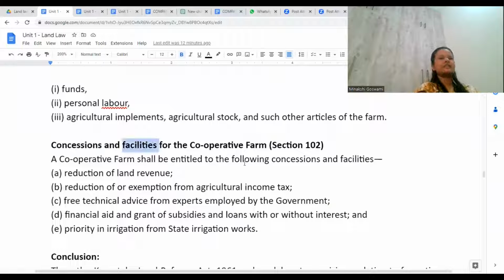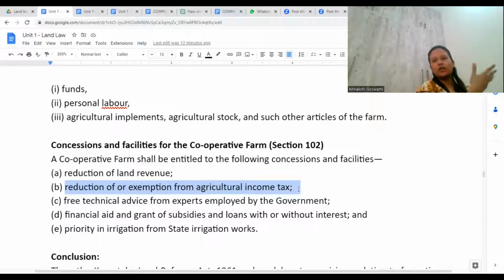Concession and facilities for the cooperative farm under this legislation. So a cooperative farm, once it gets registered under this legislation, is also entitled to some concession and facilities under section 102. Like reduction of land revenue. The land revenue which they were paying on that particular plot of land, there will be a reduction in it because they are using it for agricultural purpose. Reduction of or exemption from agricultural income tax. When something is used for agricultural purpose, income tax you need not pay, right?